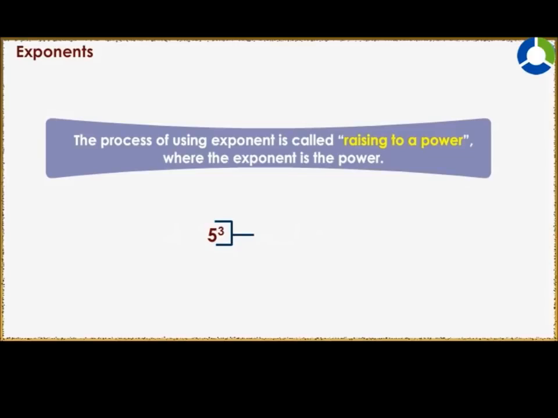5 raised to 3 is read as 5 raised to the power of 3 or the third power of 5. 5 raised to 3 is called exponential notation for the product 5 multiplied by 5 multiplied by 5. Here 5 is called the base and 3 is called the exponent or index or power. Example, in 2 raised to 3, base equals 2 and exponent equals 3.